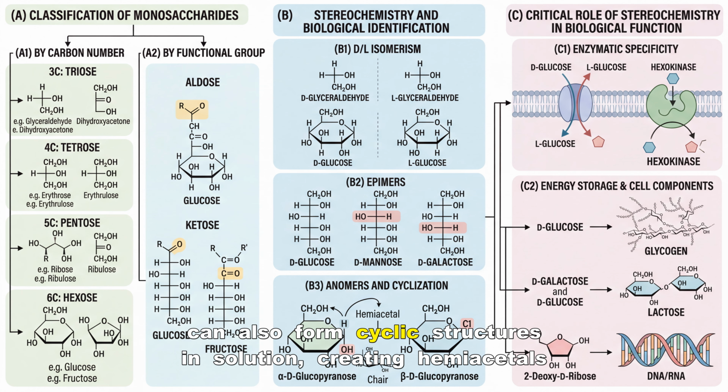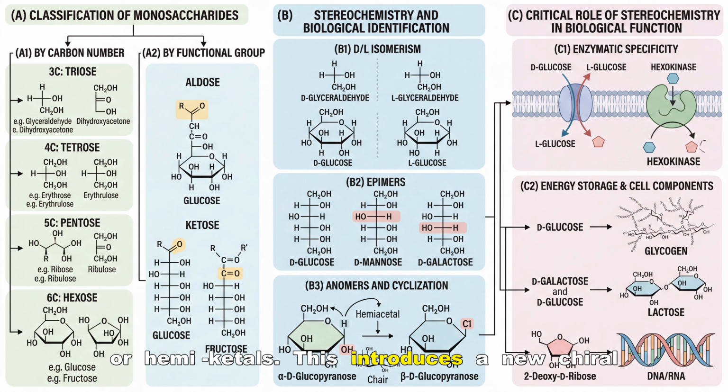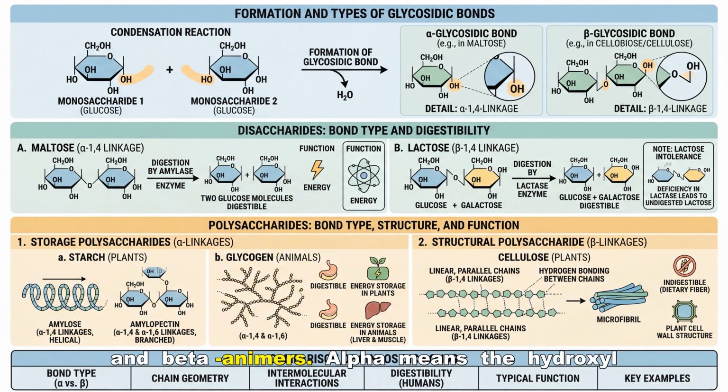Monosaccharides can also form cyclic structures in solution, creating hemiacetals or hemiketals. This introduces a new chiral center called the anomeric carbon, leading to alpha and beta anomers. Alpha means the hydroxyl is trans to the CH2OH group, and beta means it is cis. On the MCAT, you are often asked to identify D versus L, alpha versus beta, or recognize how many chiral centers a molecule has. Mastering these classification systems helps you quickly interpret carbohydrate structures in both discrete and passage-based questions.